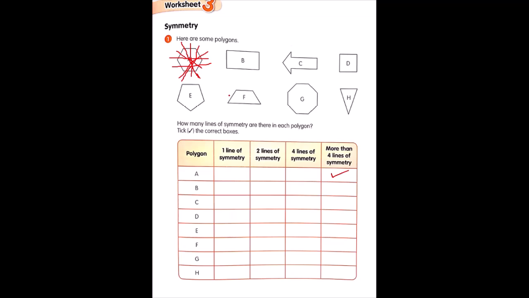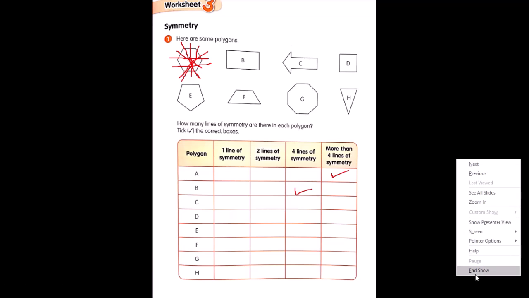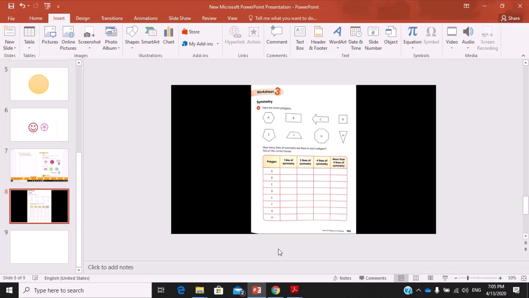For B, in 1B, I have my rectangular shape. So how many lines of symmetry should I be having? Because I have 4 angles, this means I should have only 4 lines of symmetry. So just make a tick like this one here. Okay, now let me just guide you to something a bit different.